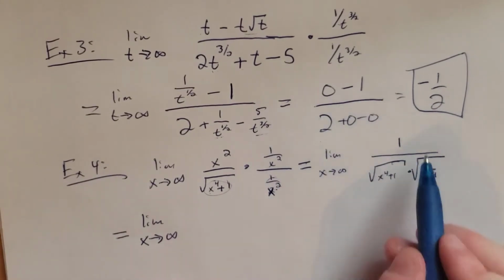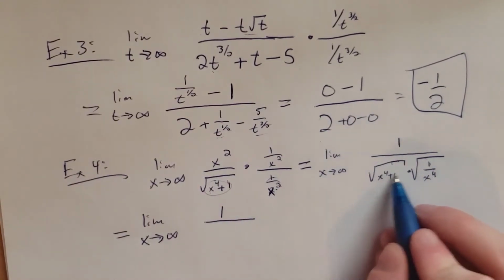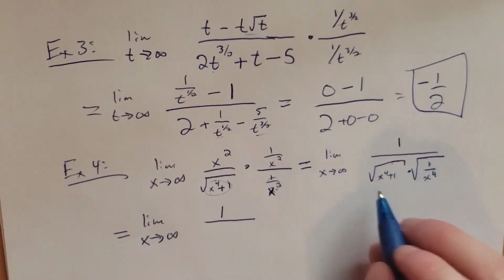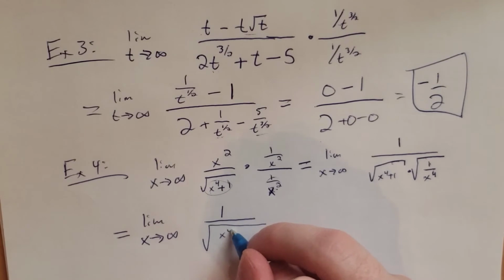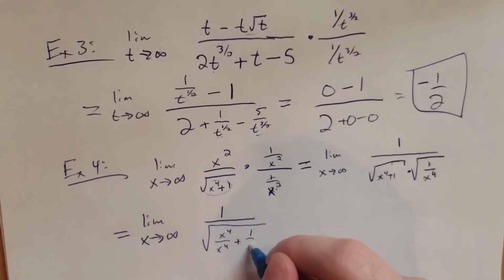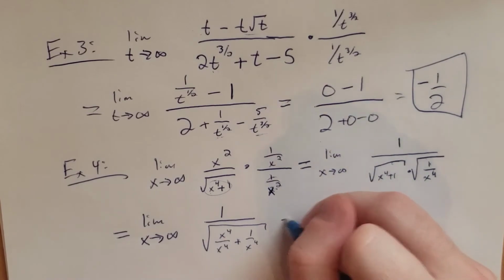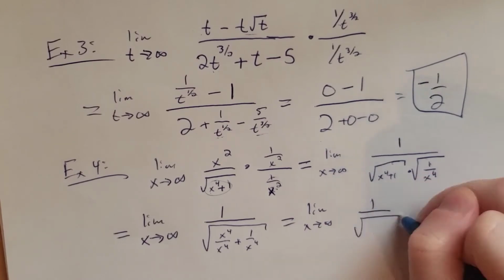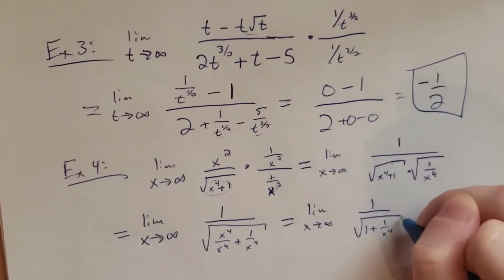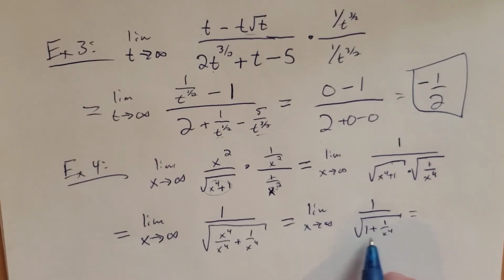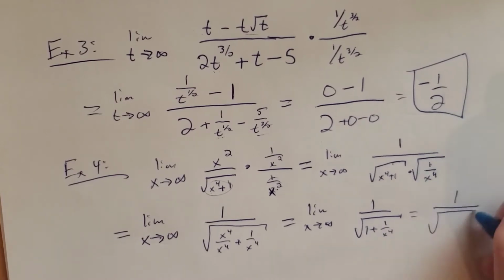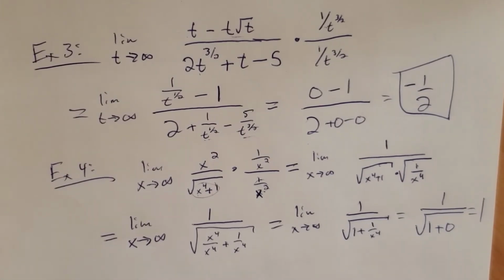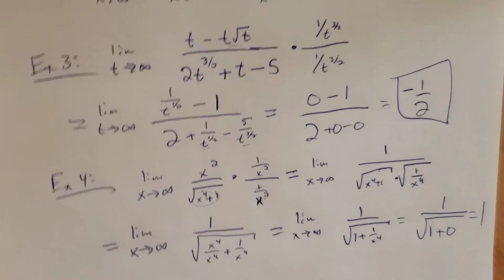So let's continue on. This is 1. And then now that we have a square root times a square root, we can just move this all inside. This is the square root of x to the fourth over x to the fourth plus 1 over x to the fourth. All right. And now this is the limit as x goes to infinity of 1 over the square root of 1 plus 1 over x to the fourth. Well, the limit as x goes to infinity of 1 is just 1. The limit as x goes to infinity of 1 over x to the fourth is 0. So this is the same as 1 over the square root of 1 plus 0, or in other words, 1. And that's where we'll end that particular example.